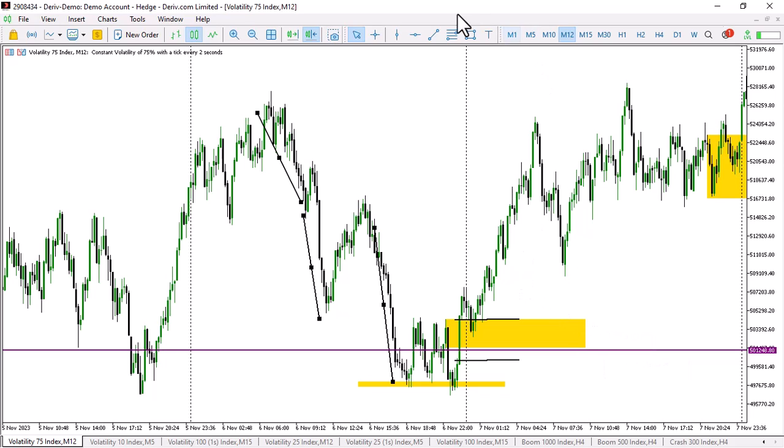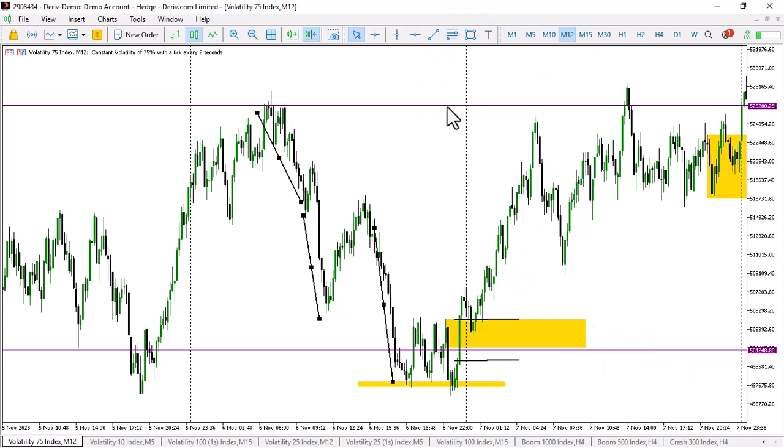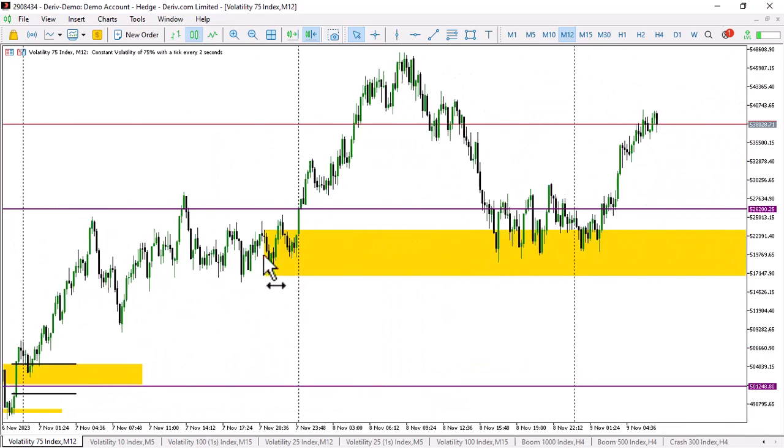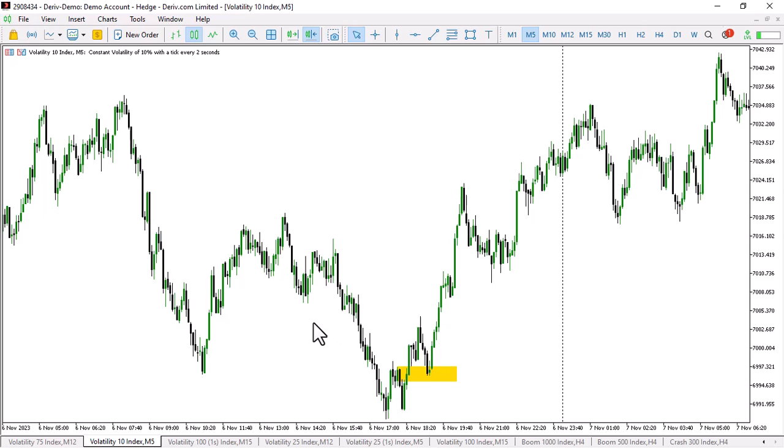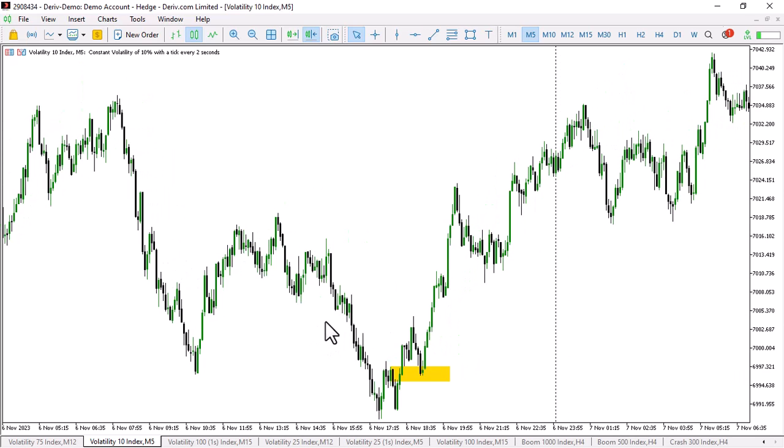And what is your take profit? Your take profit is the next high as you see like this. So this is what we are doing, and I'm going to show you another example on V10. So this works on any indices. That's why I'm saying this works for all indices, right?